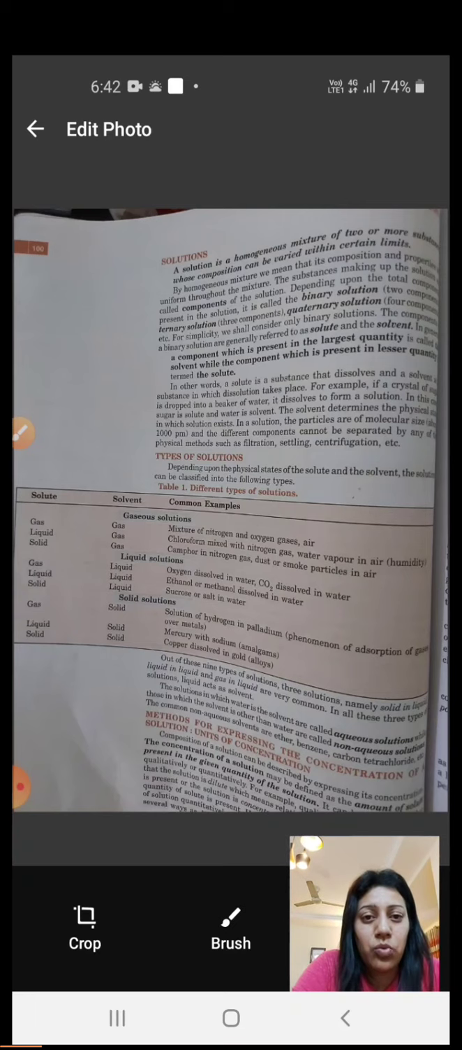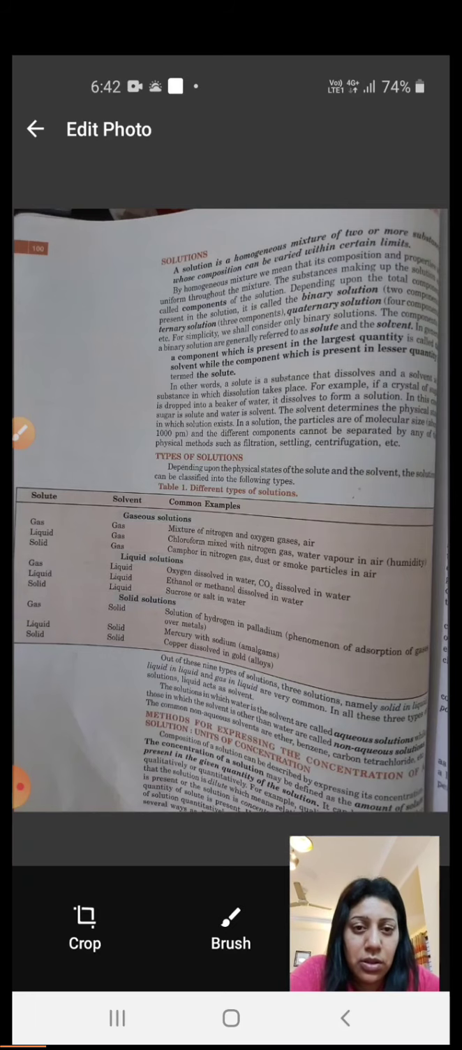Next one is types of solutions: gaseous solution, liquid solution and solid solution. In gaseous solutions, the solvent is a gas, but the solute can differ: gas, liquid and solid. In gaseous solution, we have gas in gas, liquid in gas and solid in gas.